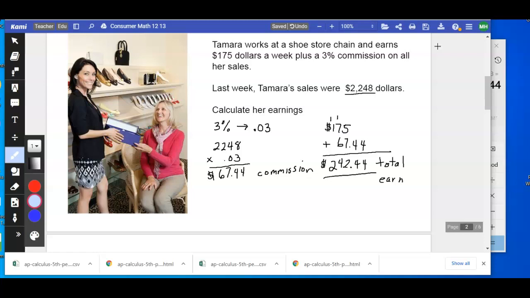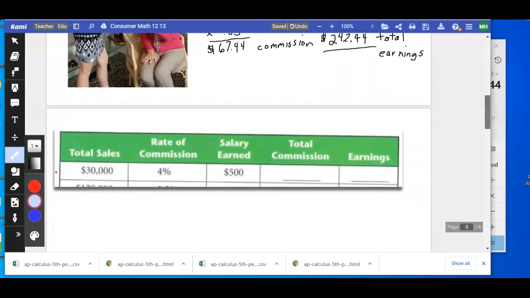Not every job, of course, has a commission rate. Most retail sales and car salespeople do earn commissions, as do people who work for big companies, and they can make a lot of money that way. So anyway, that's that one.